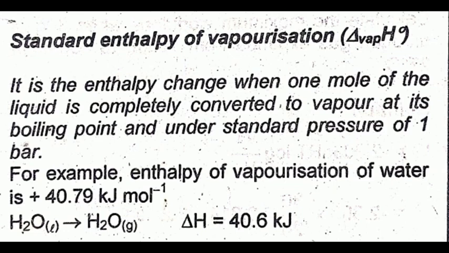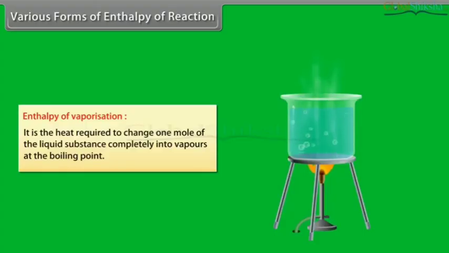For example, the enthalpy of vaporization of water is 40.79 kilojoule per mole. This means during the process of changing the liquid to vapor, water absorbs 40.6 kilojoule per mole amount of energy. It is an endothermic process.